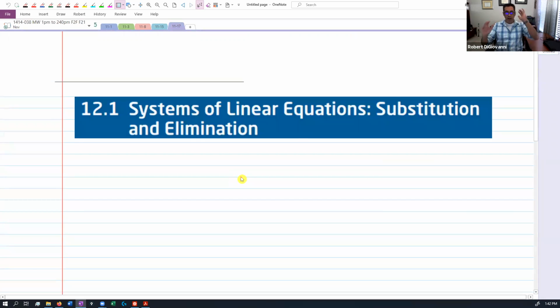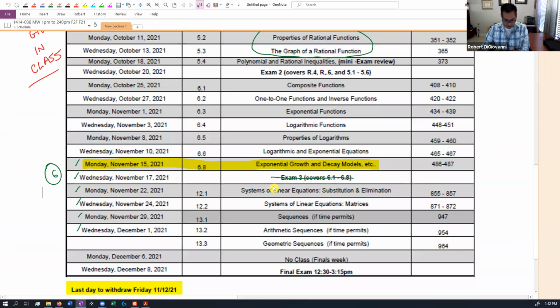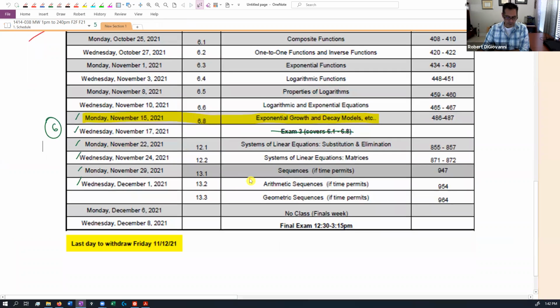All right, we are jumping now all the way to the very last chapter that we're going to talk about. I believe, if I'm not mistaken, this is on our schedule. This is the last, chapter 13. There's a few things from chapter 13, if we can get to it. We'll try and get this chapter 13 in.